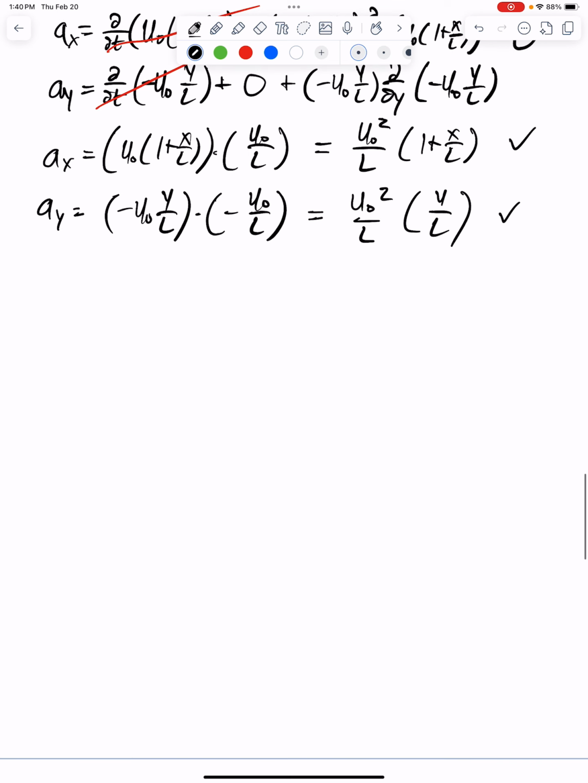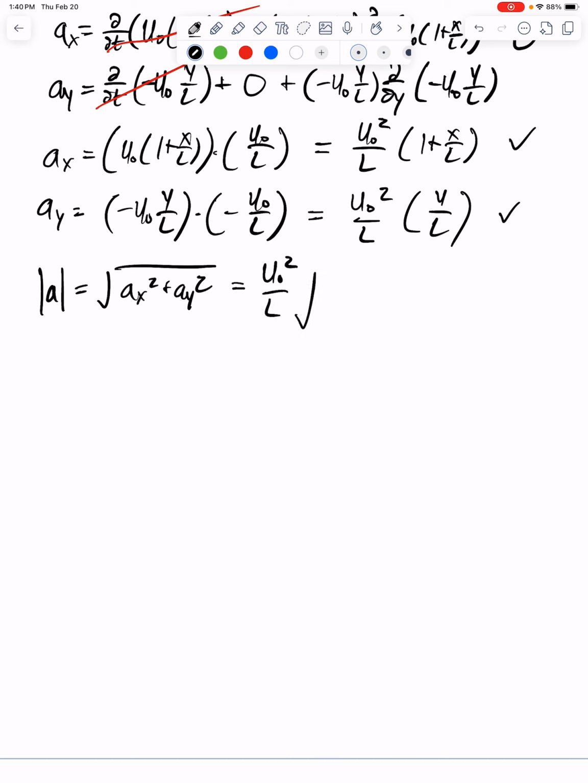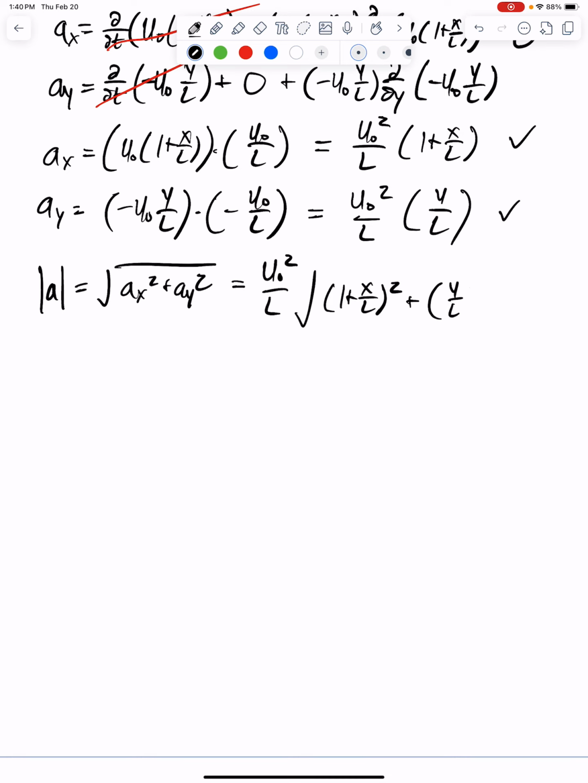Okay, speed this up real quick. So overall acceleration, to solve for the resultant vector, it's, at least in this case, similar to the Pythagorean theorem. It's the square root of ax squared plus ay squared. I'm going to plug in these terms. Both these terms share the same constant value, so I'm just going to pull it out of the square root first. So this constant value stays the same, times the square root of ax, which is (1 plus x over L) squared, plus ay squared, which is (y over L) squared.